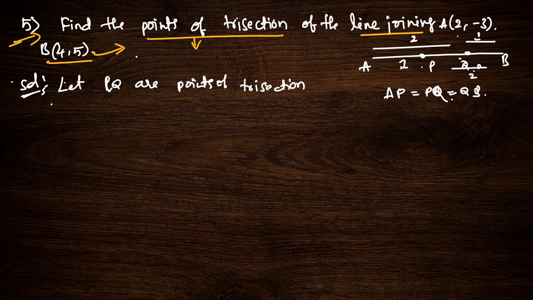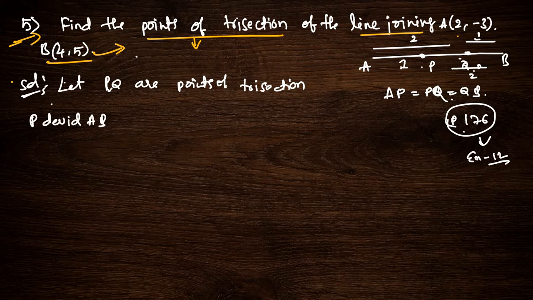This is a question from your textbook, Coordinate Geometry, page number 176, example 12, same like this only. So you do practice that question also. Now here P divides AB internally in the ratio of 1:2.